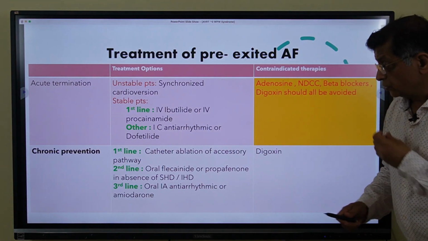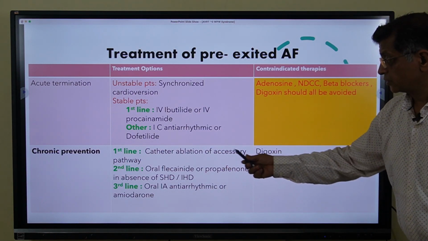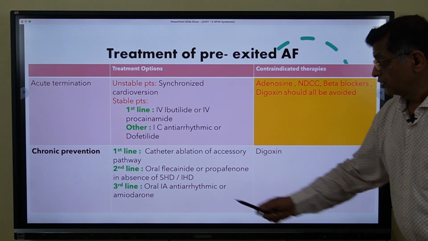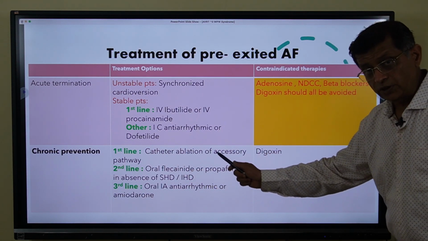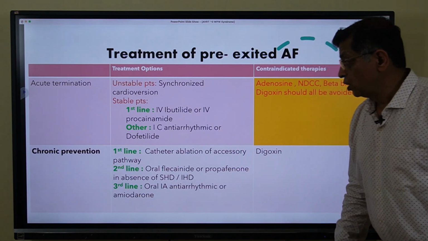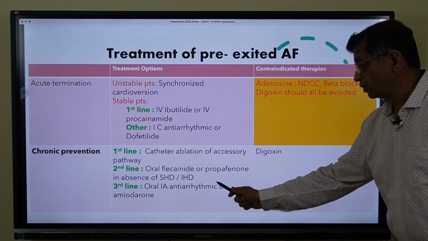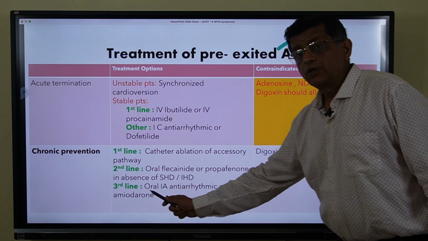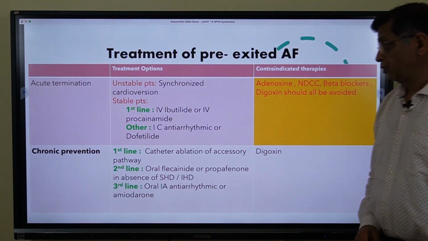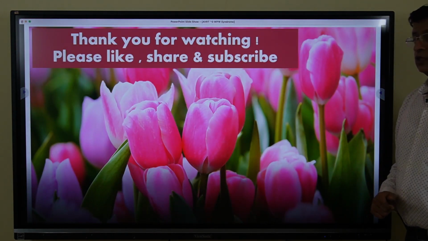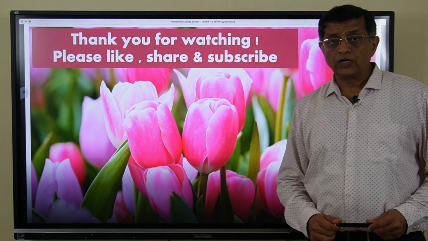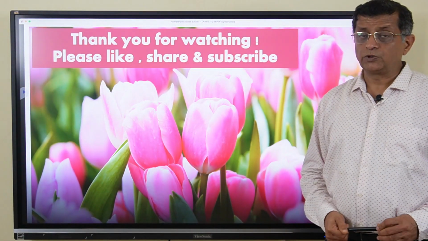For chronic prevention, again first line is catheter ablation of the accessory pathway. Second line is oral flecainide or propafenone, provided the patient does not have a structural heart disease. Or third line, class 1A antiarrhythmic or class 3 antiarrhythmic like amiodarone. Importantly, digoxin is contraindicated. So that was the treatment of AVRT and the WPW syndrome.